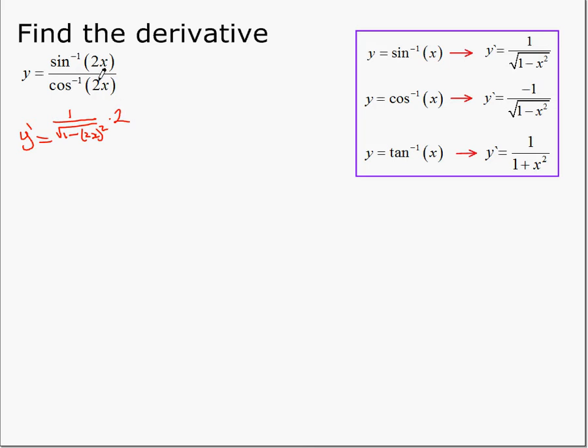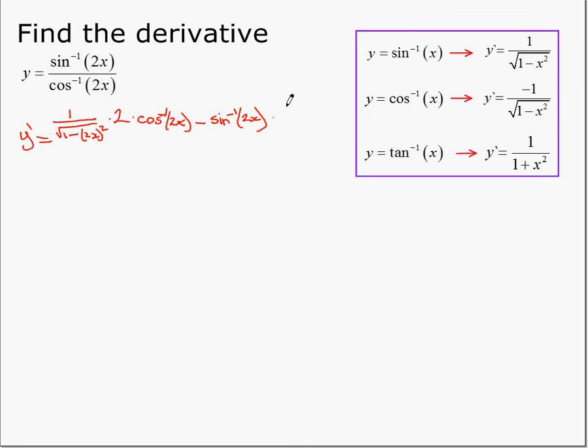So that's the derivative of the top, keep the bottom. So that's times cosine inverse of 2x minus, keep the top, so sine inverse of 2x multiplied by the derivative of the bottom.